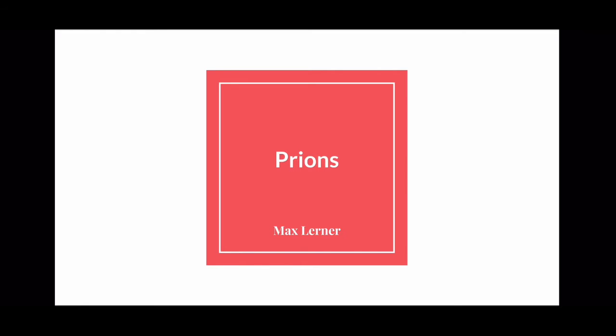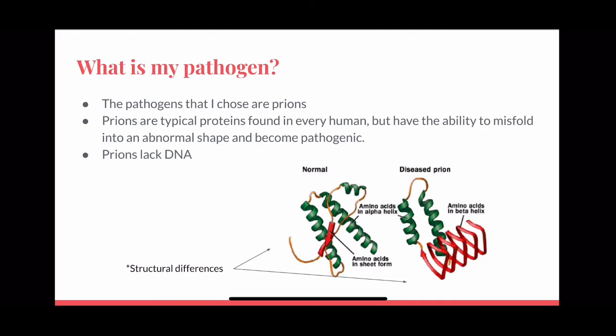So what is my pathogen? The pathogens that I chose are prions, which are typical proteins found in every human, but have the special ability to misfold into abnormal shapes and become pathogenic. These prions also lack DNA. So as you can see in the picture, these are some believed structural differences between an example of a normal and diseased prion protein.